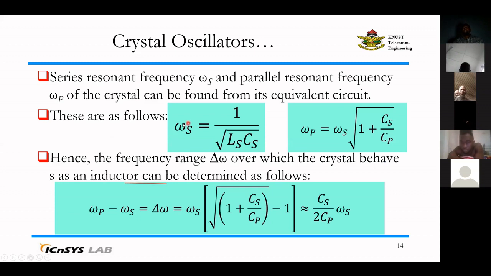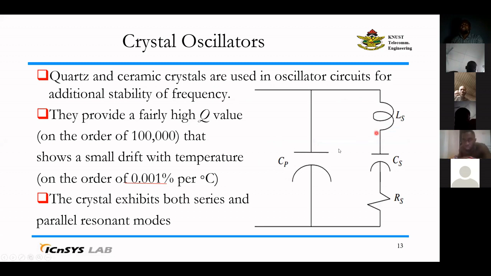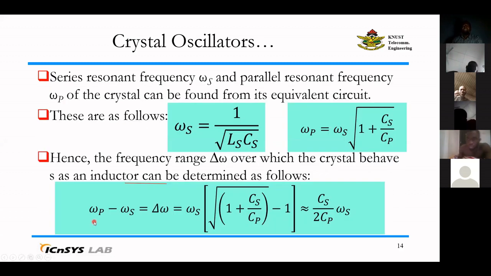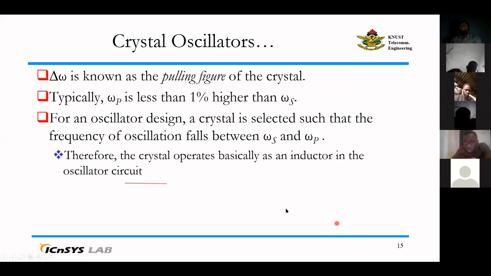So the series resonance gives us a frequency of omega S, and the parallel resonance gives us a frequency of what? Omega P. And then there's a frequency range within which this crystal can actually be used as an inductor. That frequency range is the delta omega, which is omega P minus omega S, which can be approximated as CS over 2CP times omega S. And therefore the delta omega, which is also known as the pulling factor or the pulling figure of the crystal, tells us the range within which the crystal can be used as an inductor.